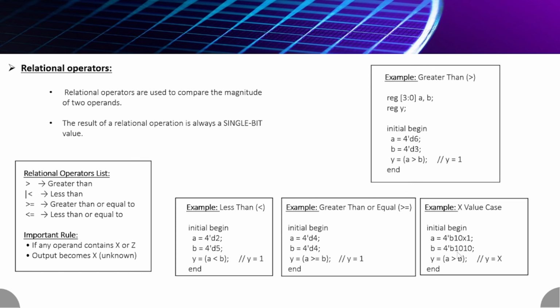An important rule to remember is about x and z values. If any operand contains x or z, the result of the relational operation becomes x, which means unknown.